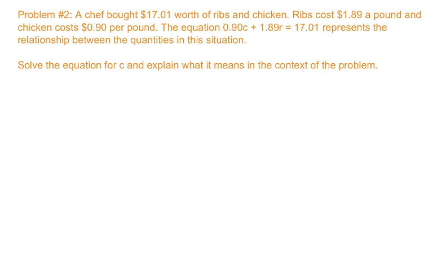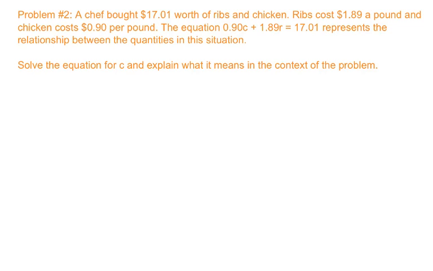So in problem number 2, we have a chef that bought $17.01 worth of ribs and chicken. Ribs cost $1.89 a pound, and chicken cost 90 cents per pound. The equation was given to us as 0.90c plus 1.89r is equal to 17.01 because it represents the relationship between the quantities in this situation.